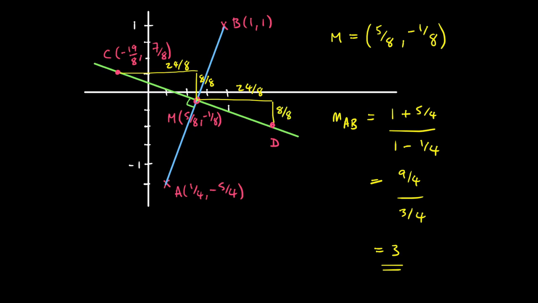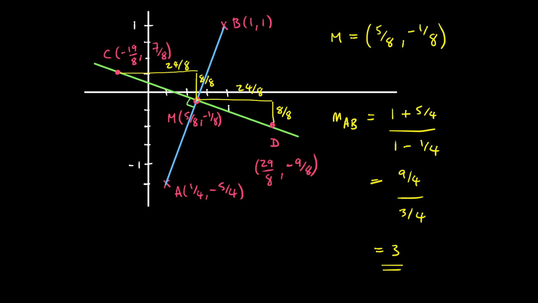So how do I get the x coordinate of D? Well, I go from 5/8 and I add 24/8. So that would give me 29/8. And I go from -1/8 here in the y coordinate, and I go down by 8/8, which would be -9/8. Okay, so by just applying that, I should have been able to find the coordinate of D. So 29/8 and -9/8. Let's just have a quick look at the answer. We go to there. 29/8 and -9/8.